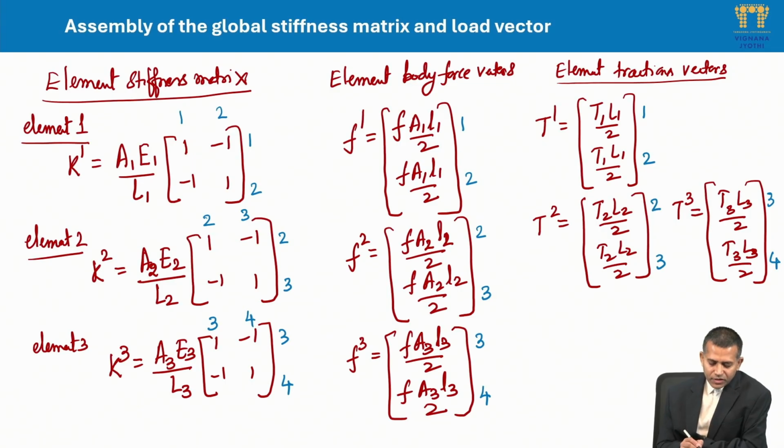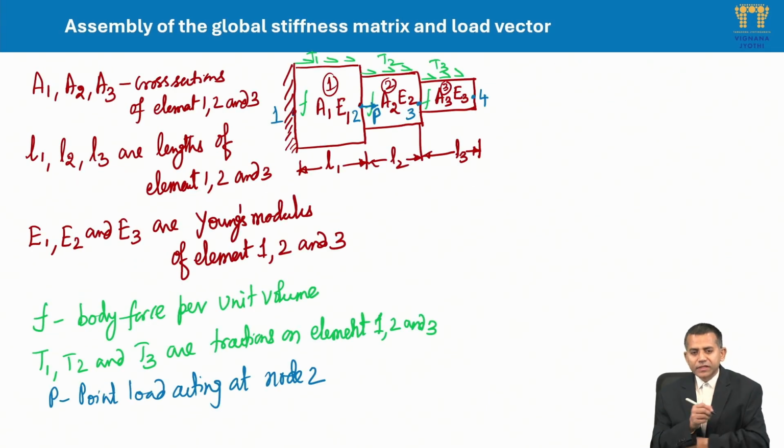So once you got this, now one important observation you have to make in this entire stepped bar system: how many nodes are there? If you observe it, 1, 2, 3, 4. In total we have 4 nodes. So here is an important understanding of the size of the stiffness matrix. The size of the stiffness matrix always depends upon the number of nodes we have in the given system, whether it is a system or an element.